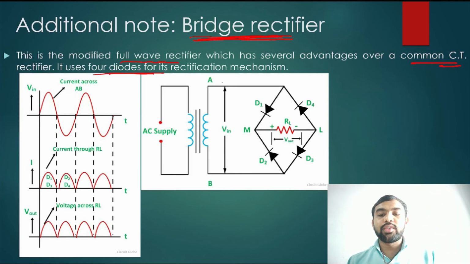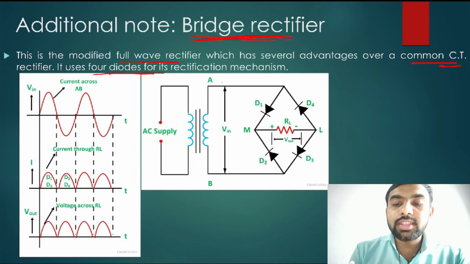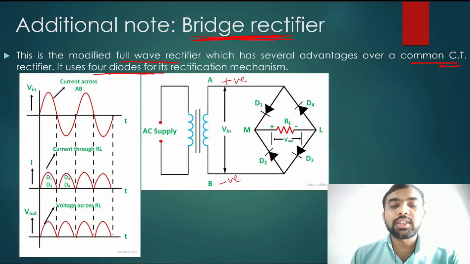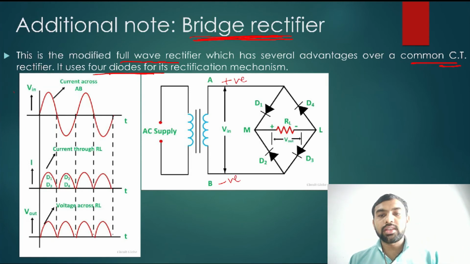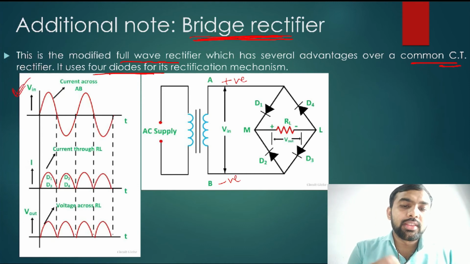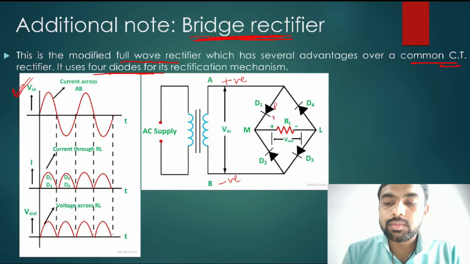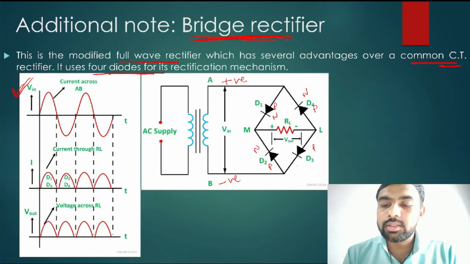See here the circuit is given to us. Suppose you consider A is positive and B is negative in the first half cycle. There is input voltage AC, that is positive cycle at A and negative cycle at B. So what happened? This is PN, this is PN, here it is PN, and here it is PN.